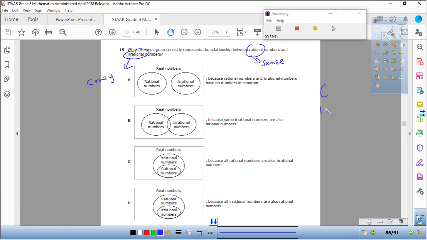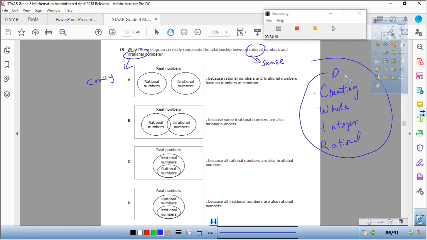These are your counting numbers, very basic ones. These are your whole numbers. These are your integers. These are your rationals. Okay? This is the way they go, from the smallest group into the bigger groups. The biggest one, all of them together, is the real numbers, all numbers that you use. You're in 8th grade, so anything goes.